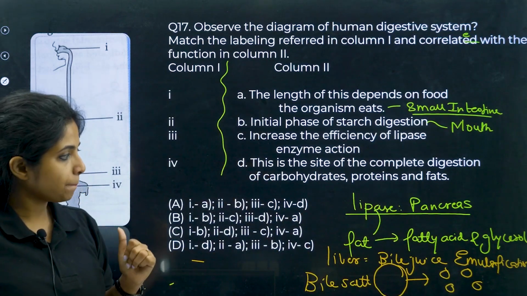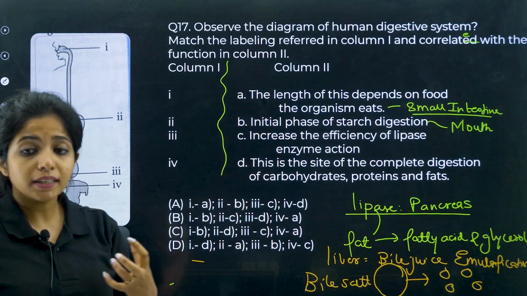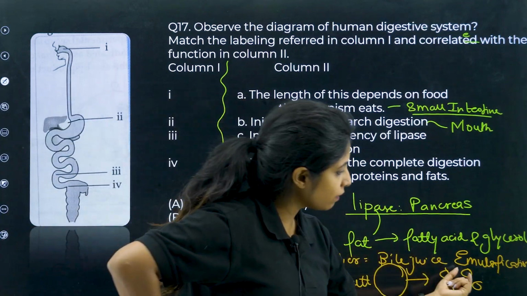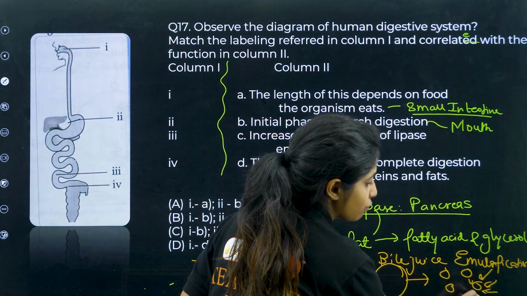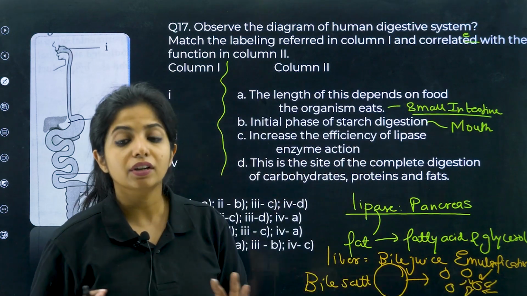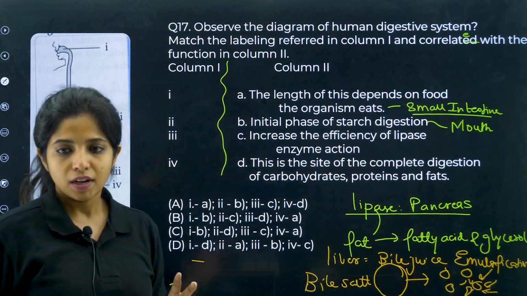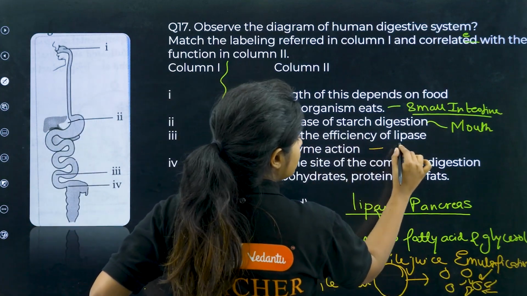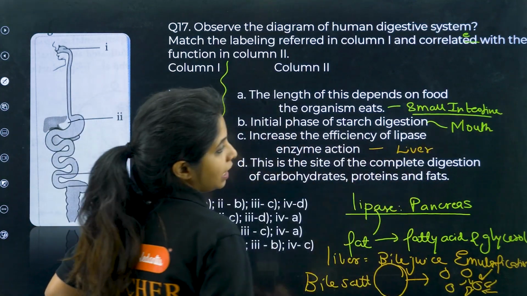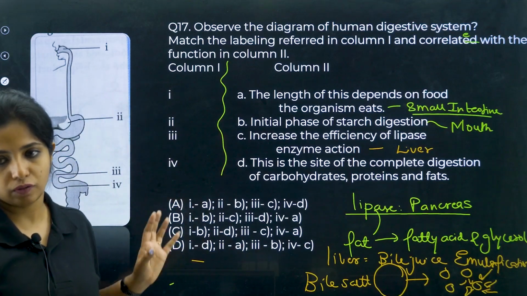Now, how does it help lipase? Because you now have small globules, which have a larger surface area for the enzyme to act really quickly. It made it really easy for the enzyme. So who increased the efficiency of lipase enzyme action, children? It will be the liver. Anyway, you have to tell the organ's name, right? So it will be the liver.